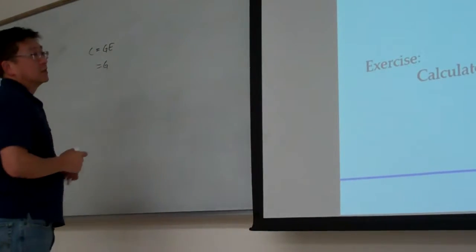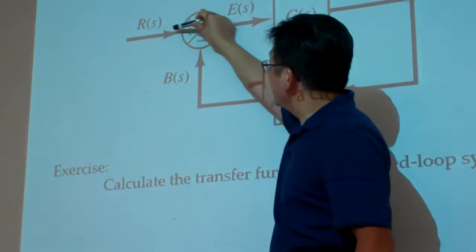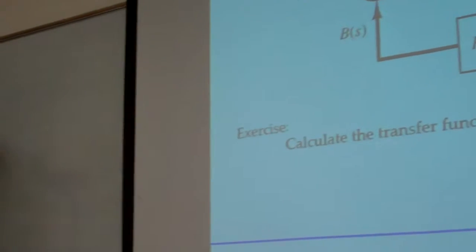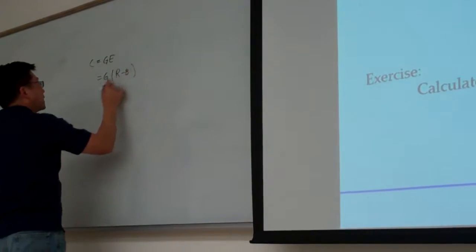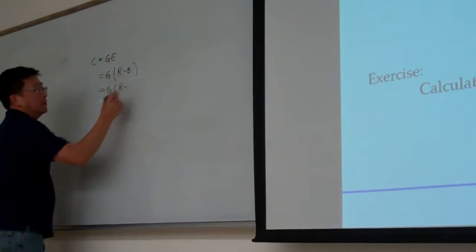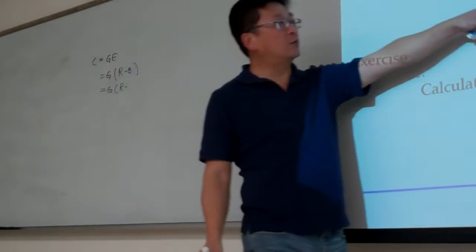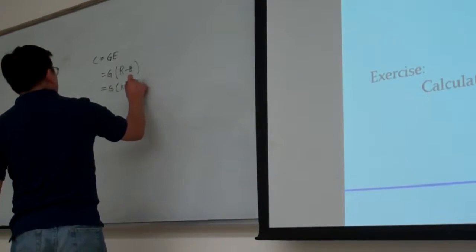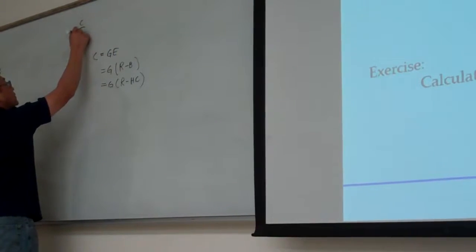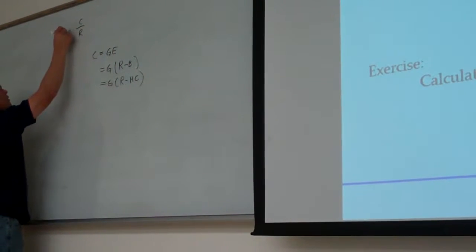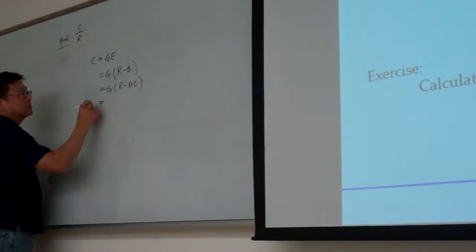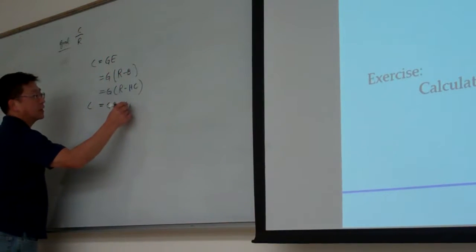And what is E? E takes up the operation of R minus B, okay? And what is B? B is the output of H multiplied with C. So again, here we want to find out the transfer function of this one. So from here we can rearrange. So basically this one, C equal to GR minus GHC.